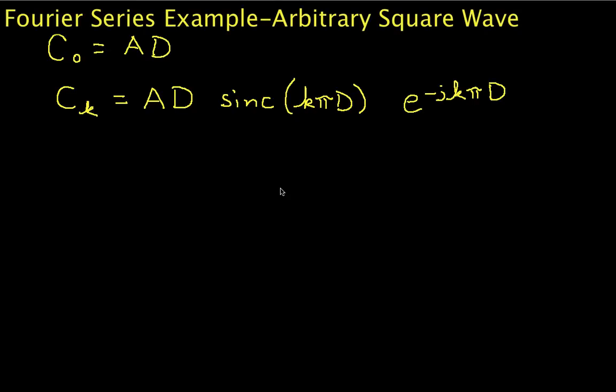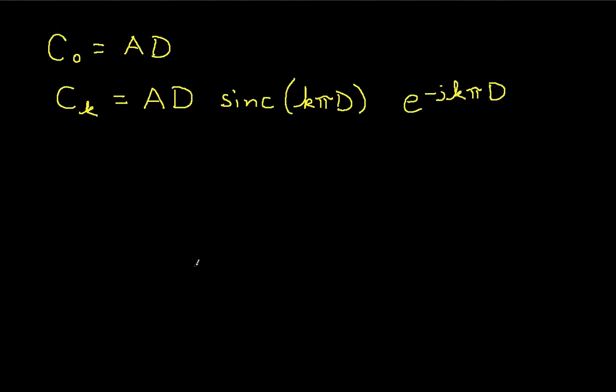Hello and welcome to part two of this video of the Fourier series example where we find Fourier series coefficients of an arbitrary square wave. You'll recall the square wave had an amplitude of A, a duty cycle of D, and a period of capital T.